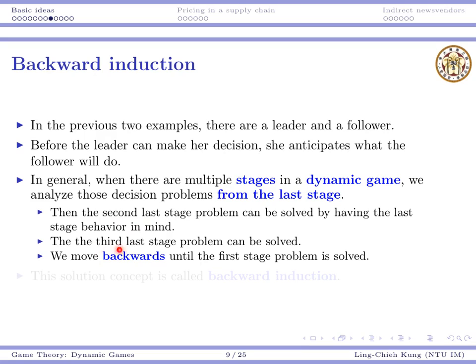And then the third last stage, and so on until we can solve the first stage. We will continue this process backwards. So in general, we say we use backward induction to solve a dynamic game. That's just the general way when we analyze a dynamic game. So let's see another example to give you more ideas.